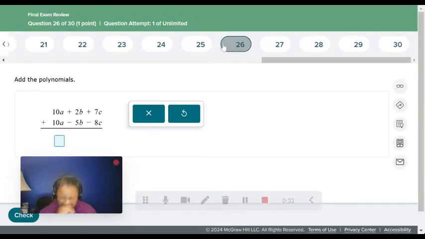Add the polynomials. This was nicely aligned for us, so it's just a matter of making sure the terms are alike. Since we are adding, we know this is going to be 20a minus 3b minus c.